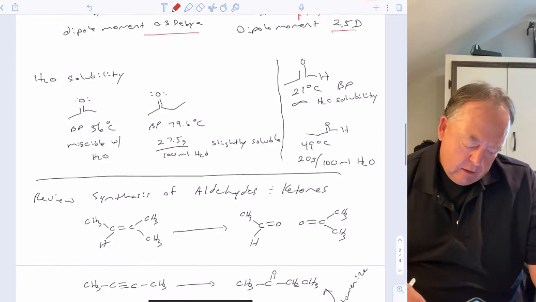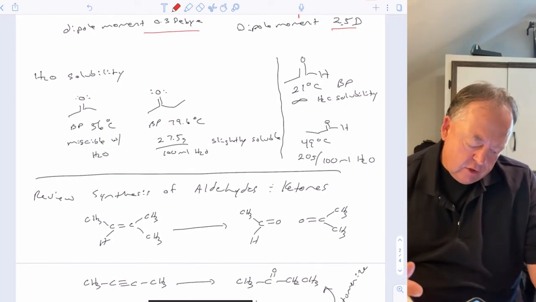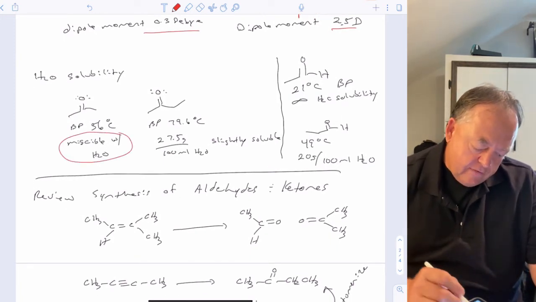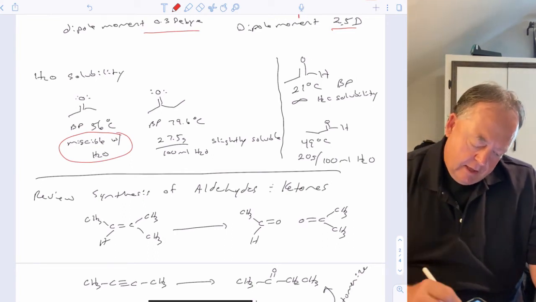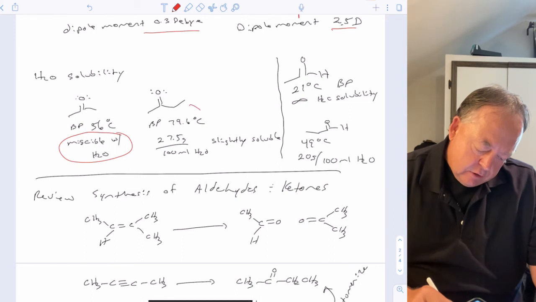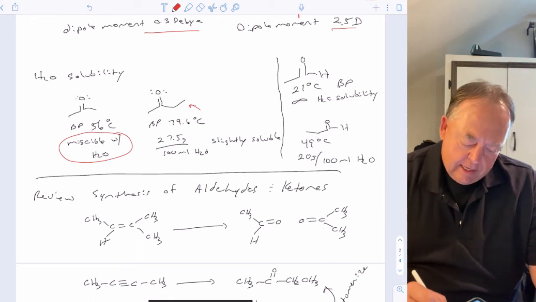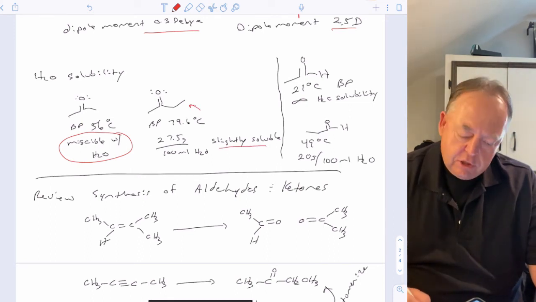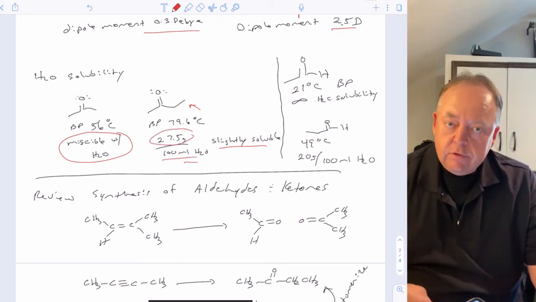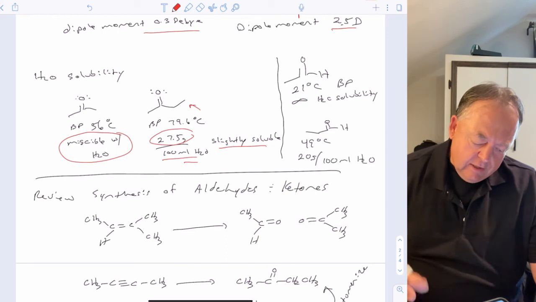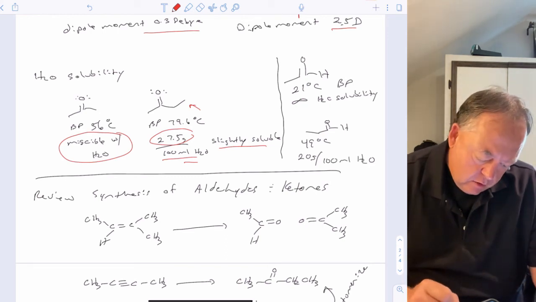So about water solubility. So acetone is miscible in water. If you remember what that means, it dissolves in all proportions. And if you start adding carbon chains on it, so just add 1 more carbon, so 4 carbons, now it's only slightly soluble or partially soluble. So here 27 grams dissolves in 100 mLs of water. So why does it have any water solubility at all? Because it can hydrogen bond to water, right?